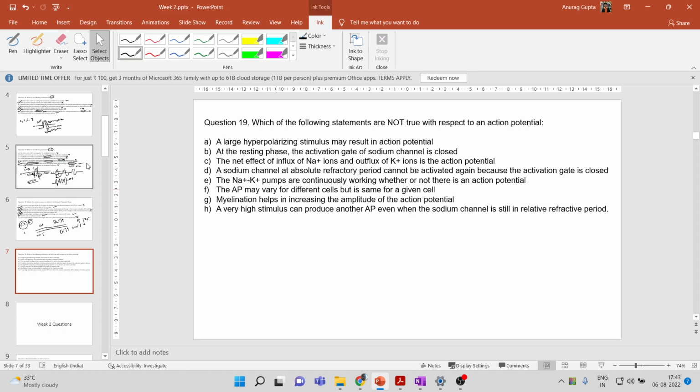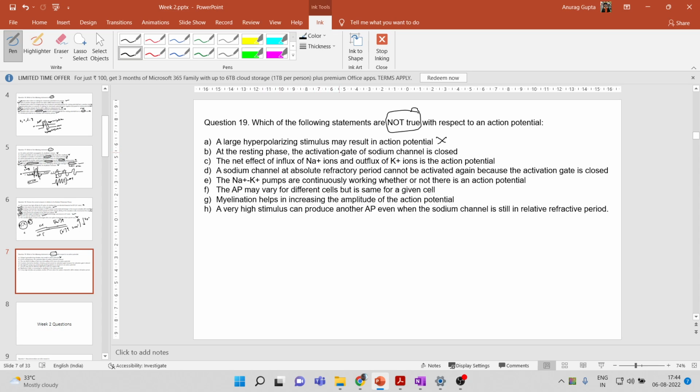Which of the following statements are not true? You should be very careful while reading the MCQ. You can get these kind of tricky questions with respect to an action potential. A large hyperpolarizing stimulus may result in an action potential. This is a false statement.